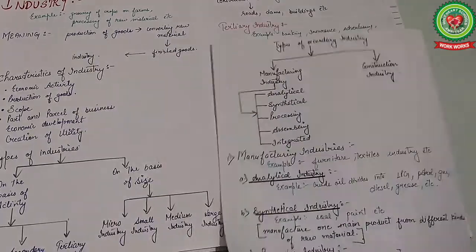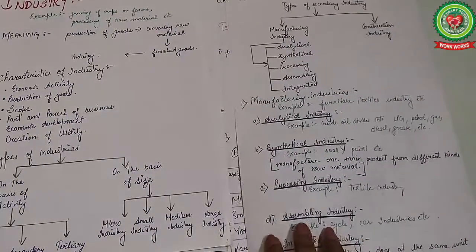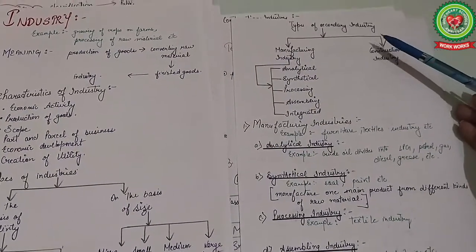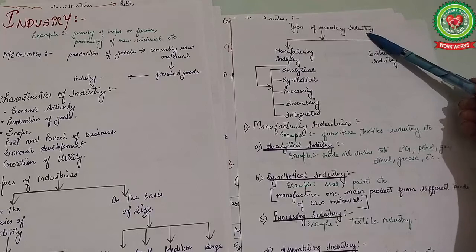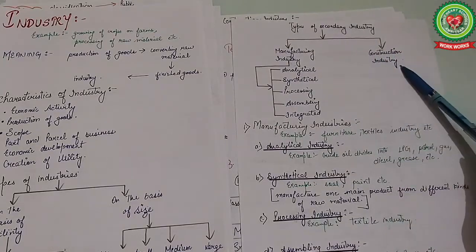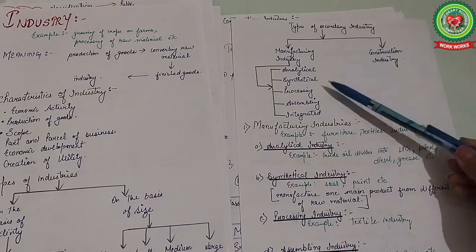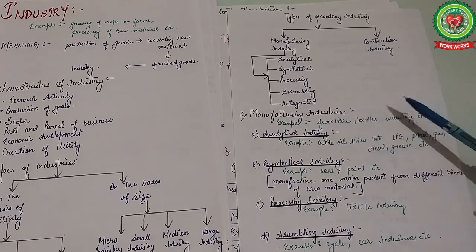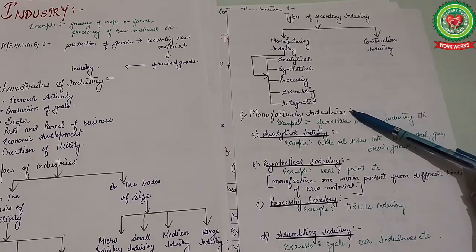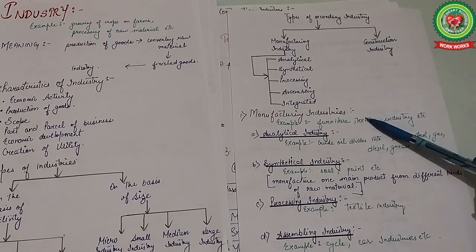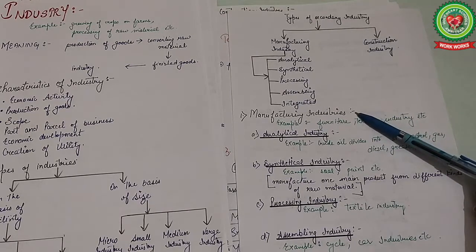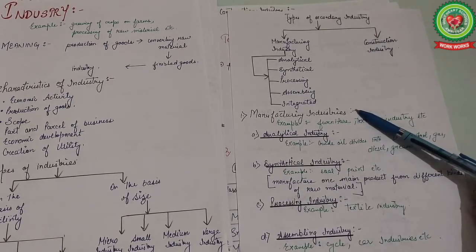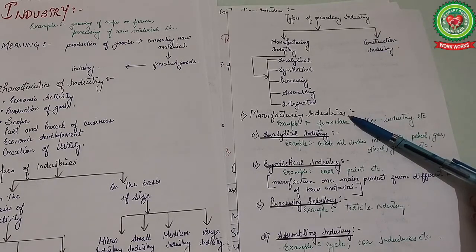Next are the types of secondary industry. Secondary industry is also of two types: manufacturing and the construction industry. The manufacturing industry means something that converts the raw material into finished goods, like the textile industry, furniture industry, or other industries that convert the raw material into finished goods. It is known as the manufacturing industry.